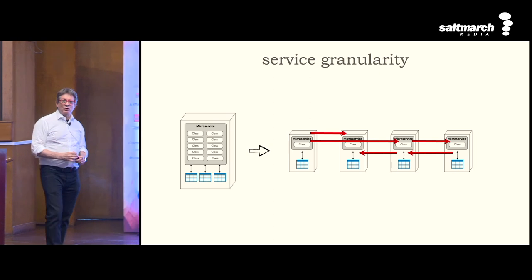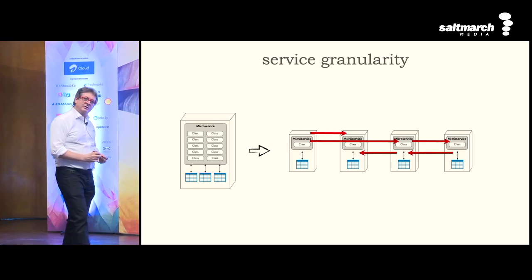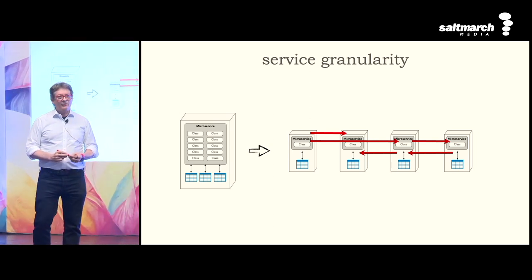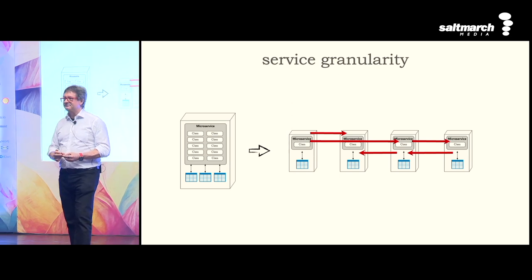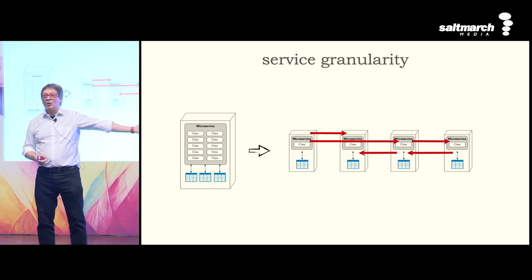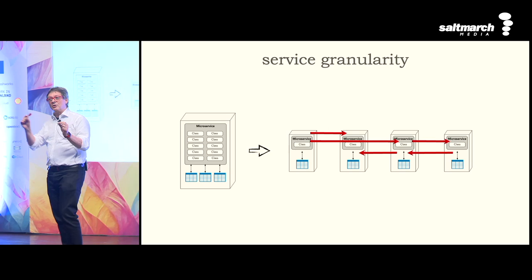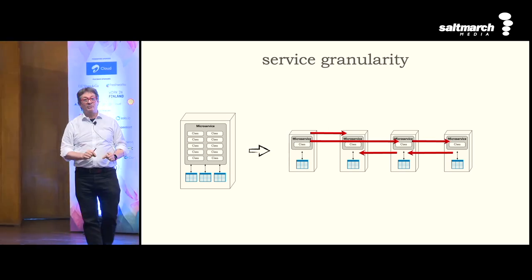Which of these is going to be more performant? The one on the left or the one on the right? The one on the left is going to be way more performant because network calls are an order of magnitude slower than internal method calls.